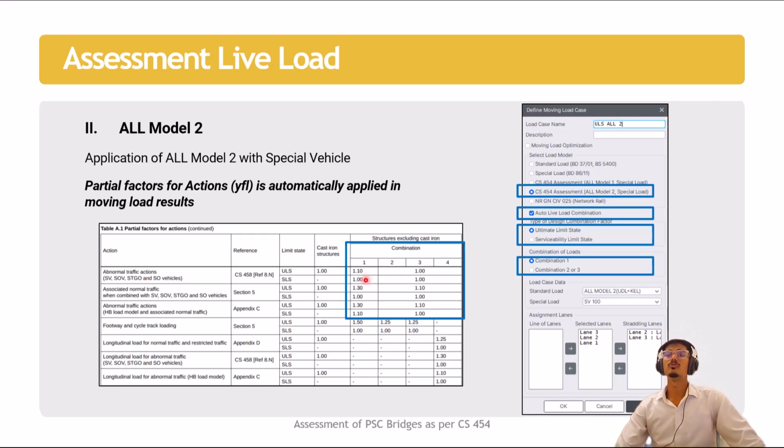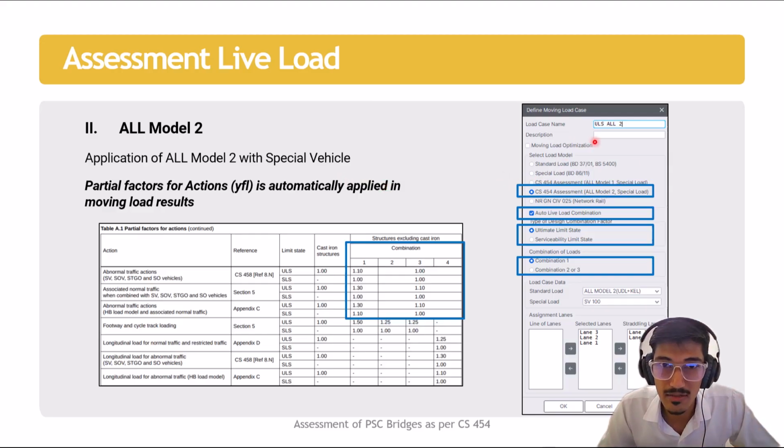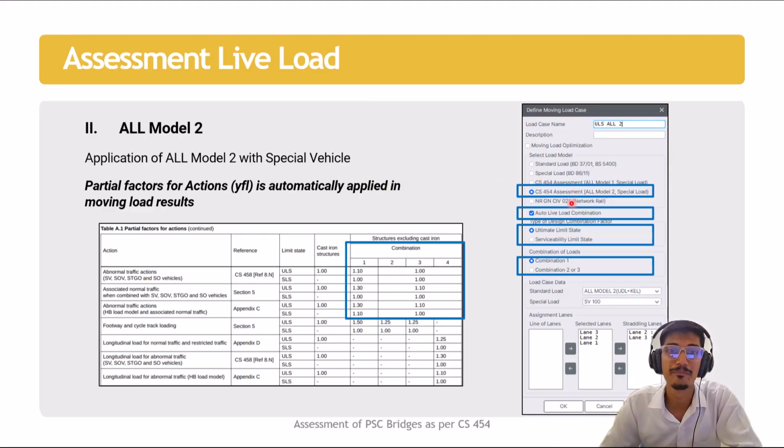And it is important to note that CS454 governs all these actions and combination rules, and the resulting load effects will be checked against the resistance later. So here you can see the application of all model 2 with a special vehicle, which you can see over here.